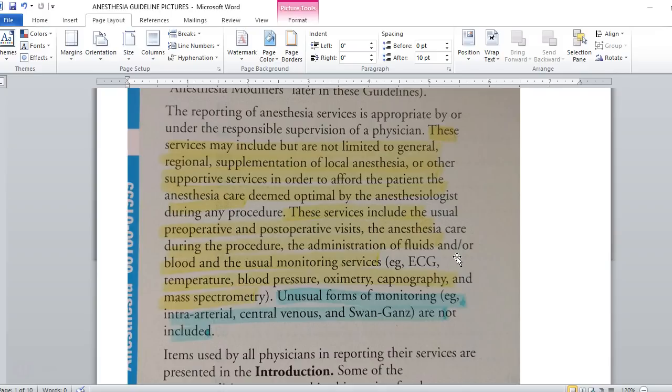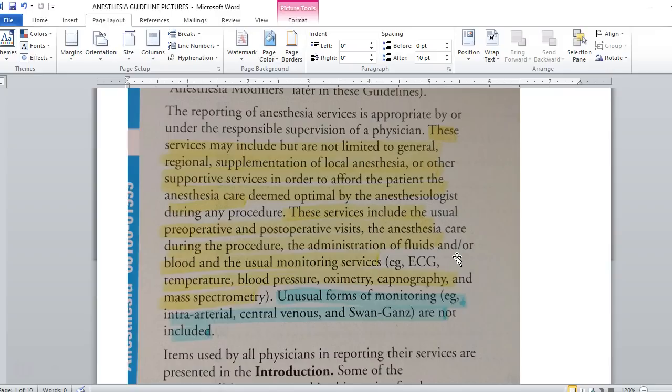That's also acceptable. So again, what we're doing when we're coding these procedures is trusting the physician and knowing what their specialty is. Now, these services include usual preoperative and postoperative visits. Okay, so that is talking to the patient ahead of time, getting their full health history, understanding if they've had any issues with anesthesia in the past. The postoperative visits, excuse me, which is following up with the patient after they've had the procedure but before they wake up. And the anesthesia care during the procedure, whatever they deem optimal.